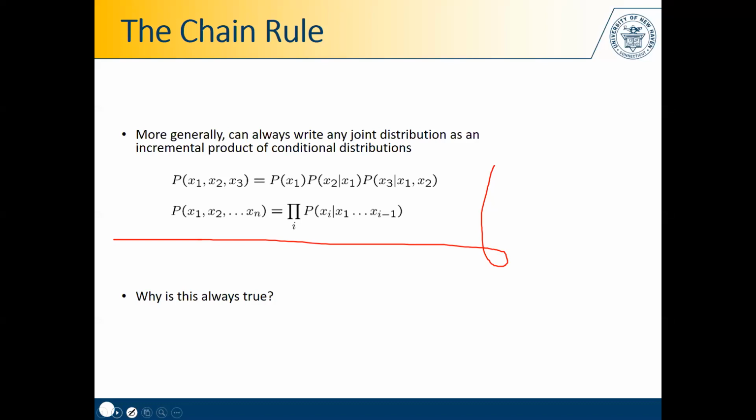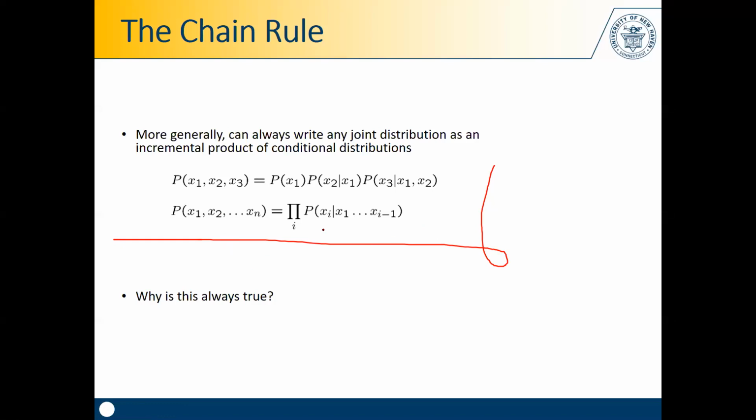Okay, there's one more rule that I want to introduce before giving you a break. But before covering that rule, does anybody have any questions? Are we clear on why this always holds?